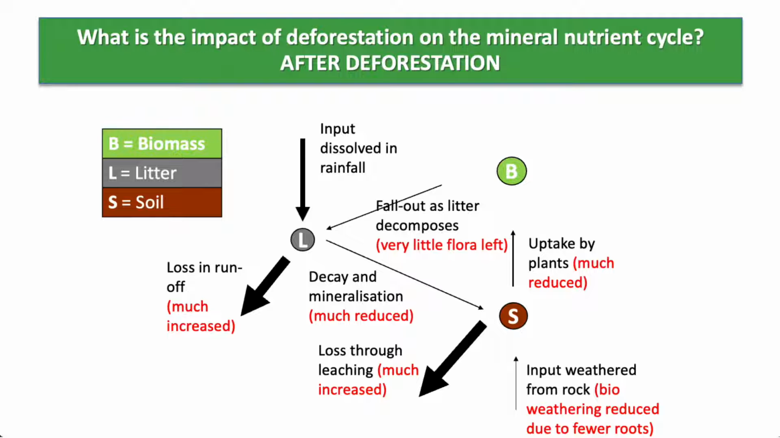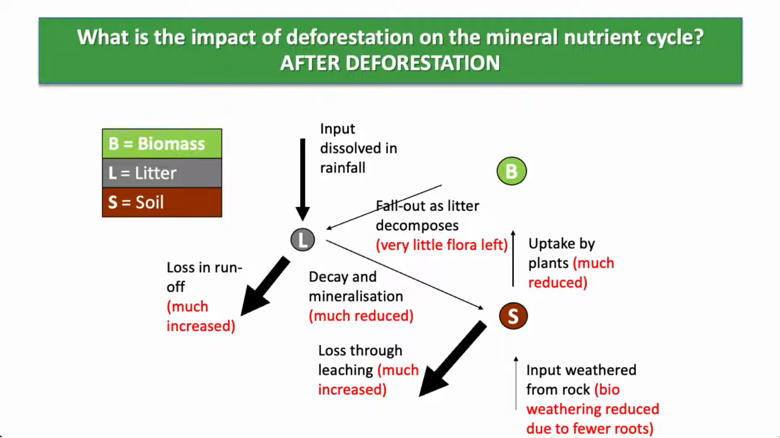And what we see is that, in particular, there's been a massive reduction, as might be expected, in the nutrients which are stored in the biomass, because the biomass has been largely removed. And consequently, the cycle of nutrients within the ecosystem has been very, very much depleted. What we also see is that there's been a massive loss of nutrients from runoff.